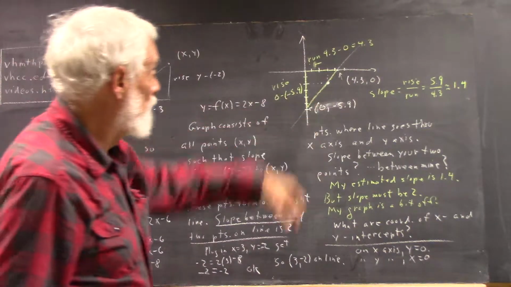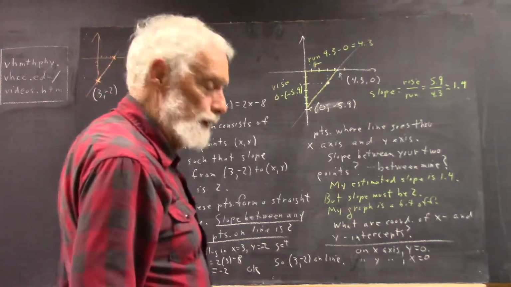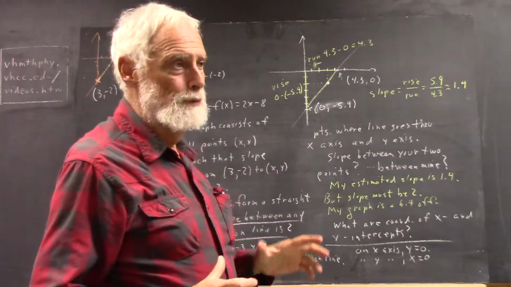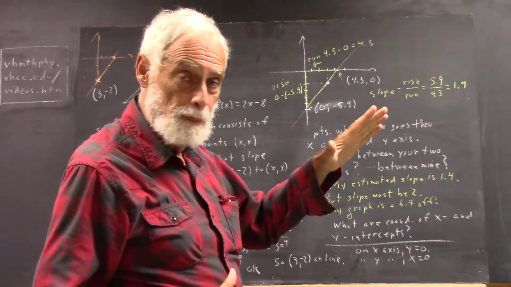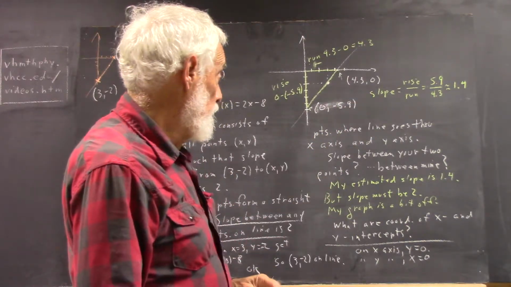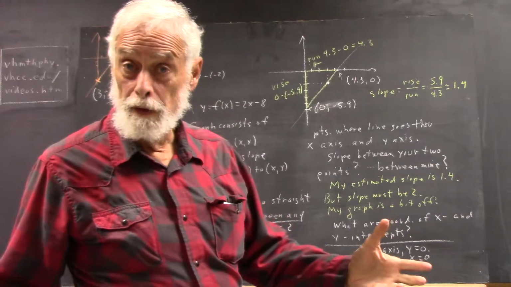Well, here's the way I drew it. Now, I intentionally didn't attempt to get a slope of 2. I made the slope a little bit shallow. Okay, so my results are not going to be very good.